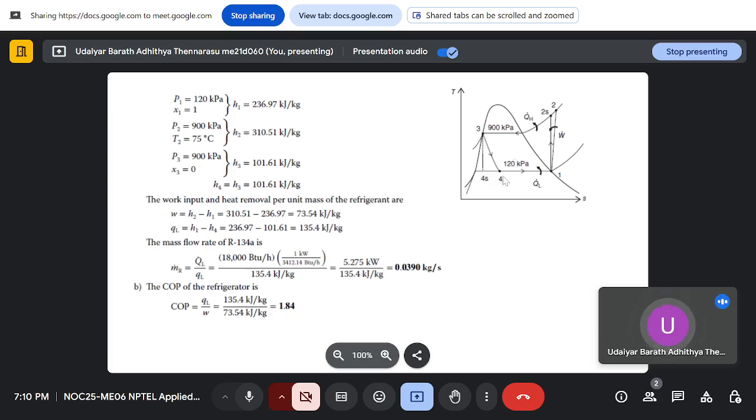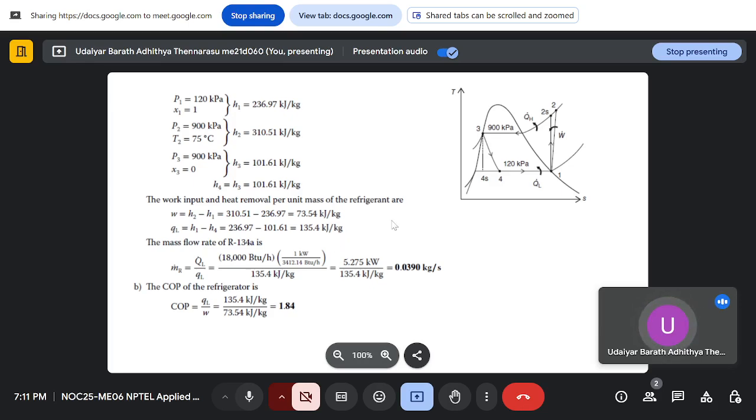For an isenthalpic process, H3 and H4 will remain the same. So now we know all the enthalpies, and we can calculate the specific work input and the specific heat which is getting added, or the specific cooling which is provided. So W is H2 minus H1, which is 310.51 minus 236.97, is 73.54 kilojoule per kg, and the heat which is taken out in the evaporator will be 135.4 kilojoule per kg.